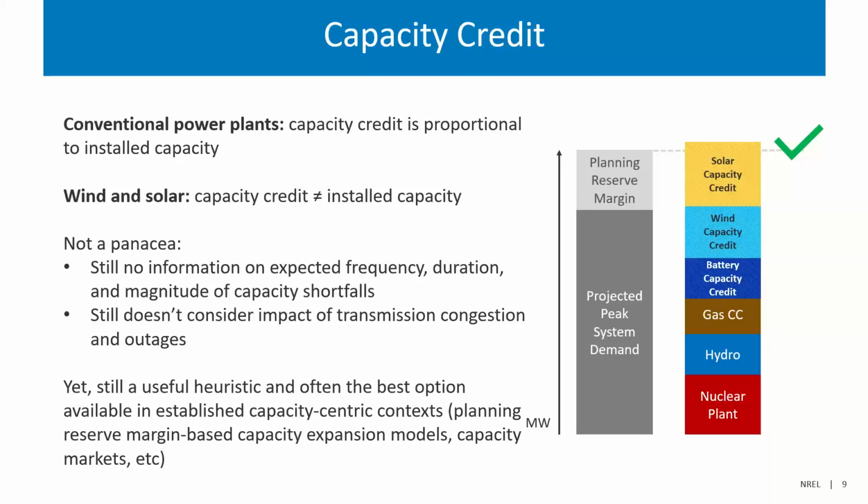Although capacity credit is a good metric to determine the contribution of these resources, it gives you no specific information on the expected frequency, duration, and magnitude of capacity shortfall. It also does not consider the impact of transmission congestion and outages. However, it's still a good option to look into the contribution of non-conventional units.